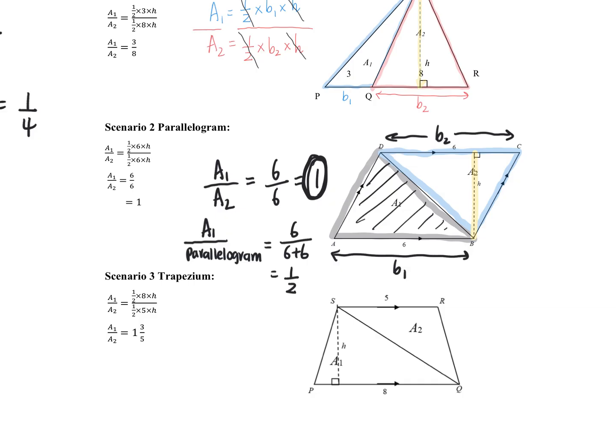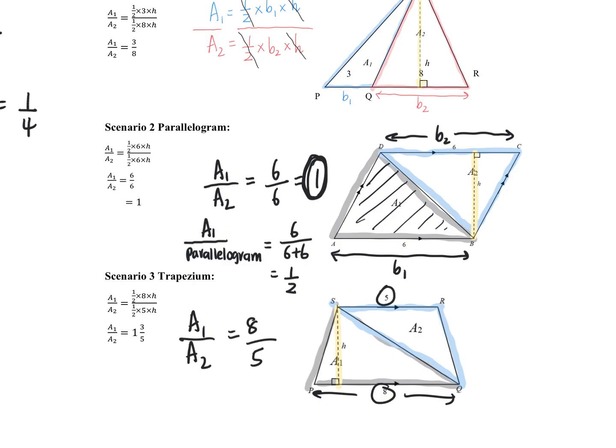Same thing for trapezium. If I draw this as one triangle, the second one is here. They also share the same common height. So what is the ratio of A1 is to A2? A1, the base is 8, and then A2 is 5. So the ratio is just 8:5. You just compare the base will do. As long as the height is the same, then we just compare the base.